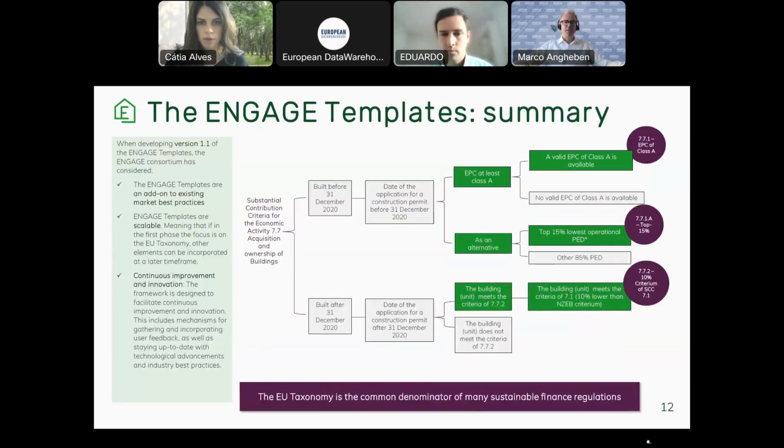Next, you can see here a decision tree. This is the way that the Engage templates work, and this decision tree includes the logic of the templates itself. So in a sense, these templates are an add-on to existing market best practices, and these are scalable, meaning that it is always possible to add, incorporate new fields at a later time frame.